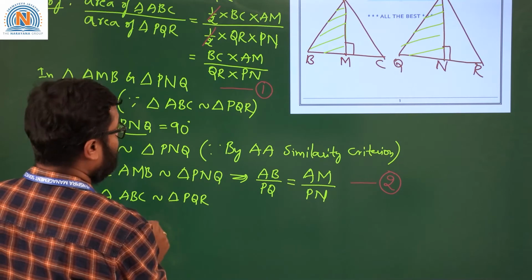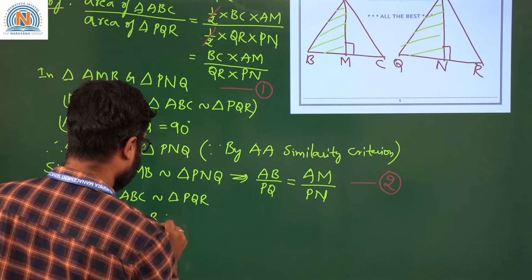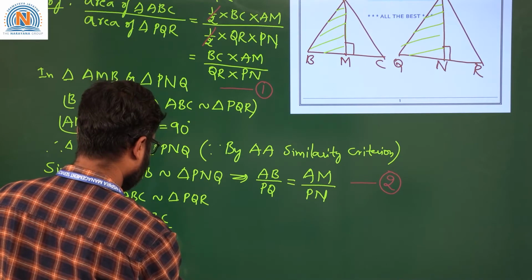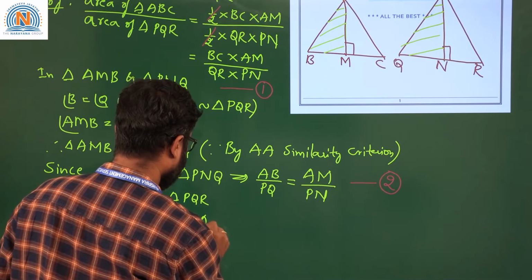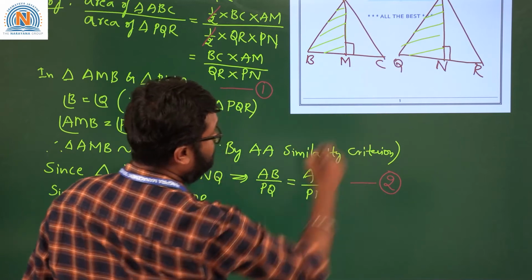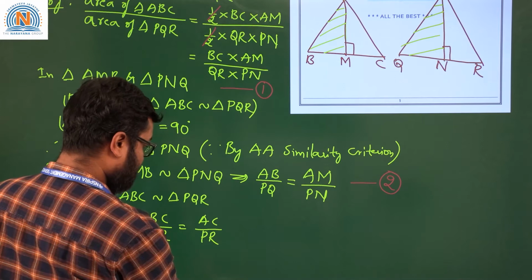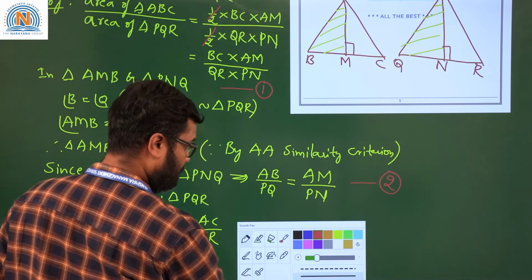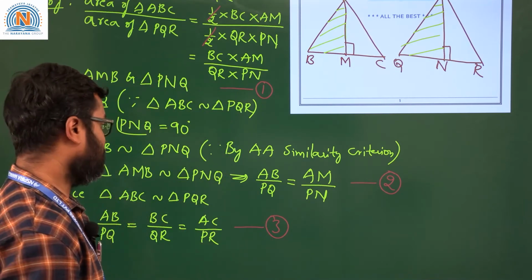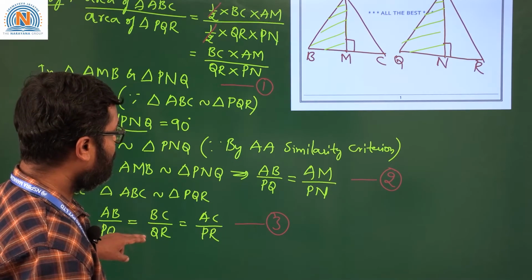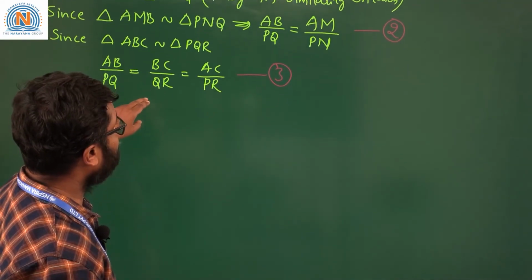Now AB by PQ is equal to what, children? BC by QR is equal to AC by PR, isn't it? So let's take this as a third relation. So now we have here 1, 2, 3 relations.